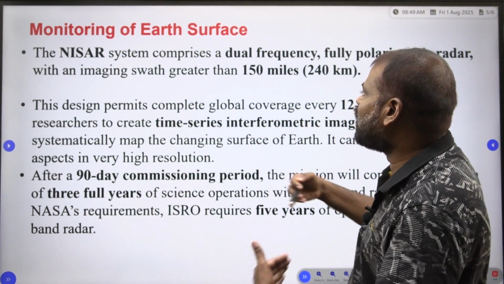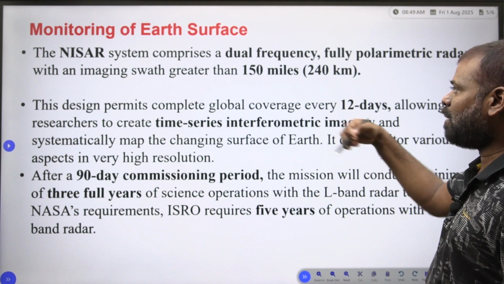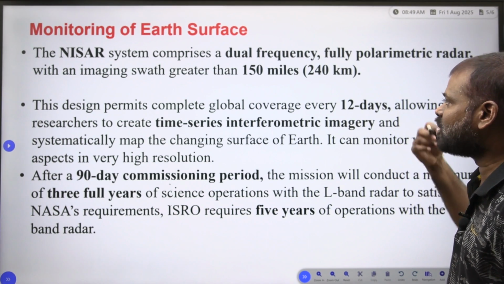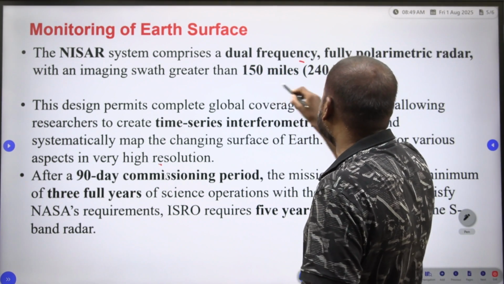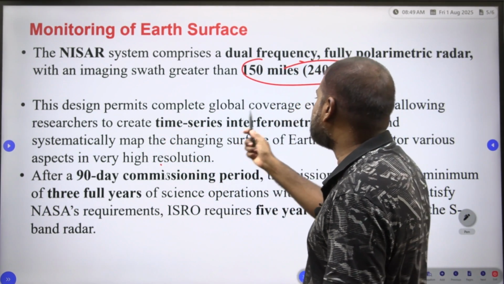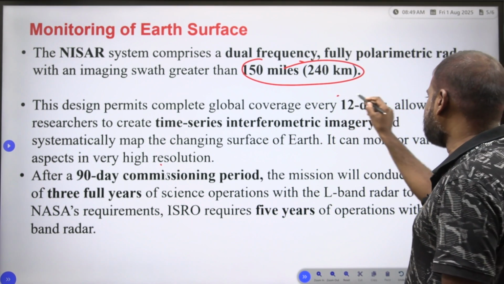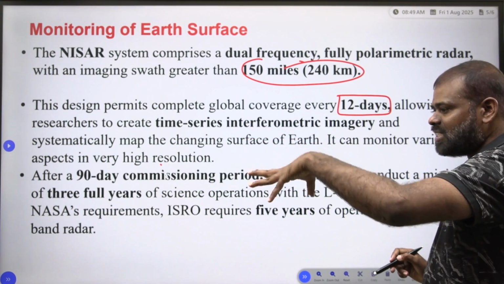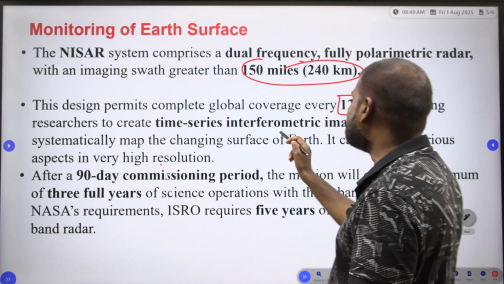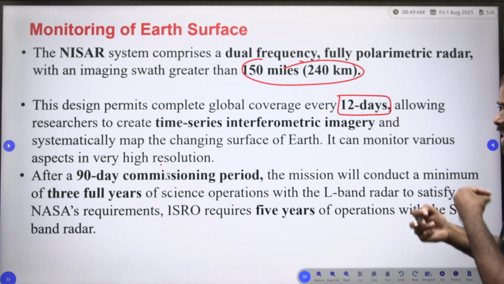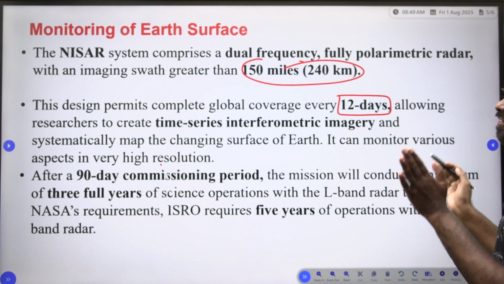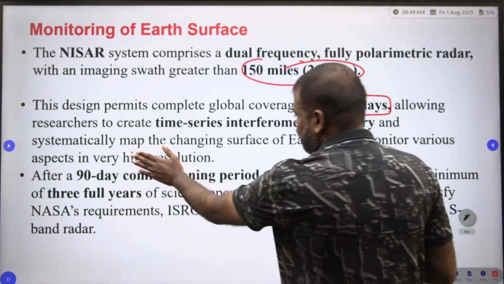So, now the monitoring of Earth surface. The NISAR system comprises a dual frequency fully polarimetric radar with an imaging swath greater than 150 miles, that is 240 kilometers. This design permits complete global coverage every 12 days. Every 12 days, NISAR will cover the complete globe, allowing researchers to create time series, interferometric imagery and systematically map the changing surface of Earth. It can monitor various aspects in very high resolution.